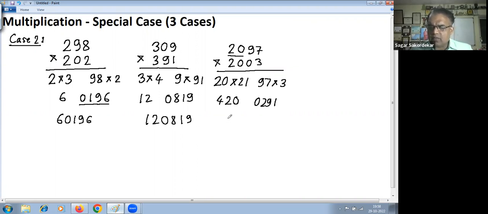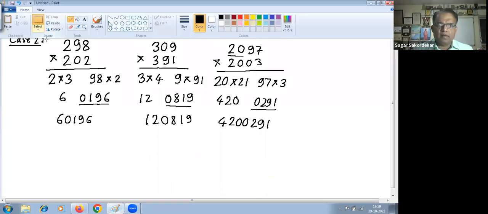Partha and Satvik, 1 0 is missing. The 0 you have to put here because the right hand side should always be 4 digits. So 4200291. Okay, Parth. So try more problems yourself. We'll go for case 3 now. Third case of special case.